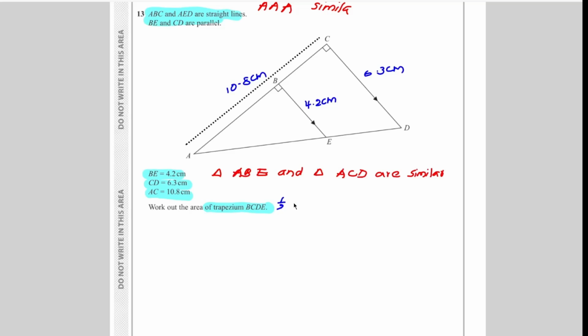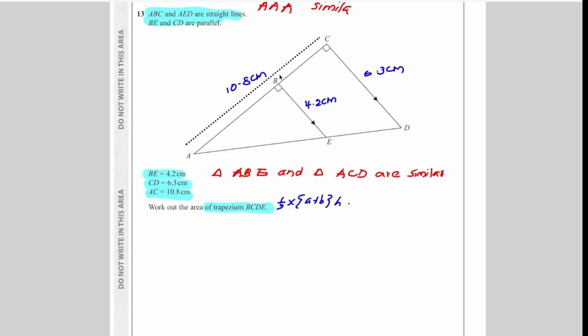Half, A plus B times H. What is A plus B? The addition of the two parallel lines. So this is A, this is B. We have these two sides. What is H? H is the height, the perpendicular height. This is the perpendicular height. This is 90 degrees. So we need to get this height.